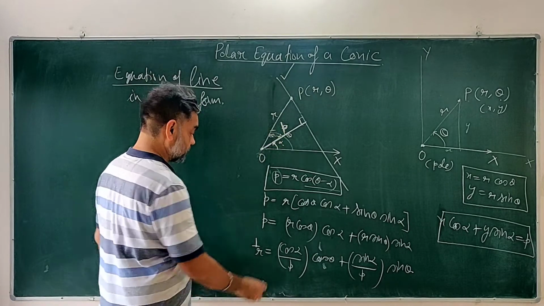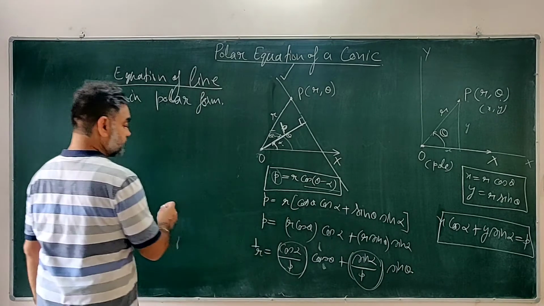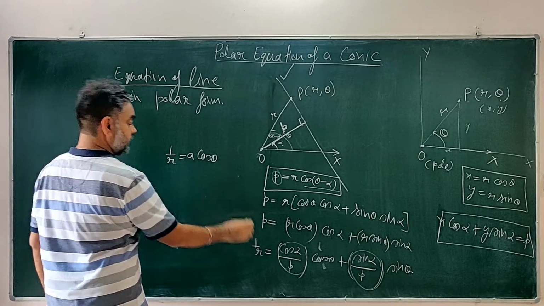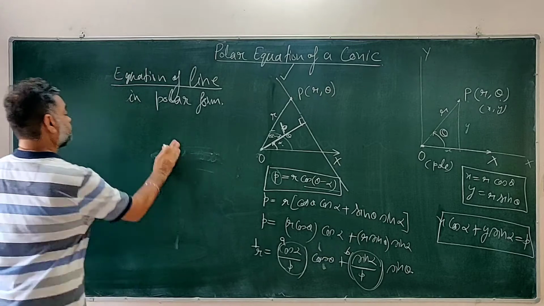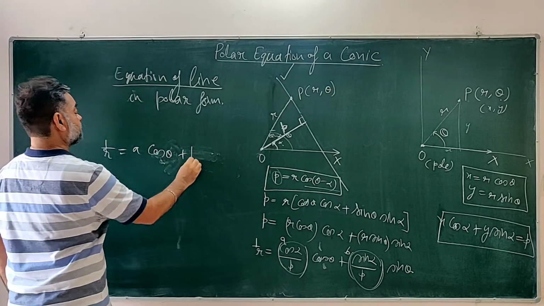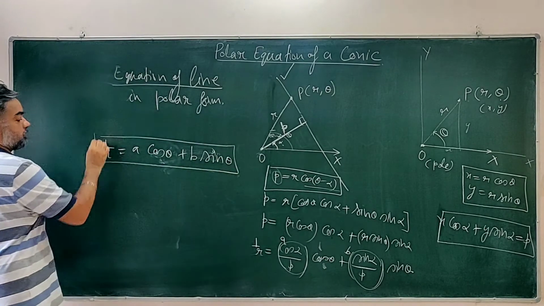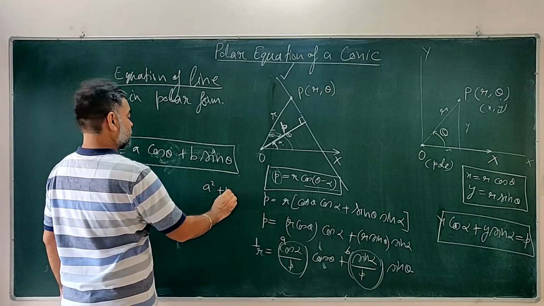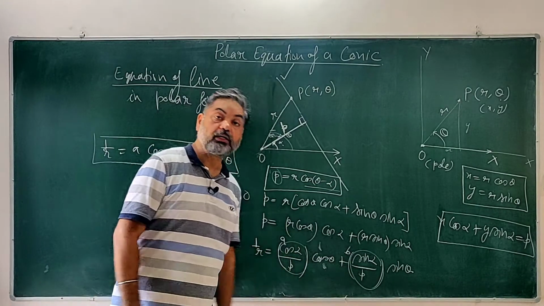Alpha is constant, p is constant, so this is a constant and this is also a constant. So the equation of the straight line can be written as 1 over r is equal to a cos theta plus b sin theta, where let's call this constant a and this constant b, where a and b are constants and not both the constants are 0. That is, a square plus b square is not 0.